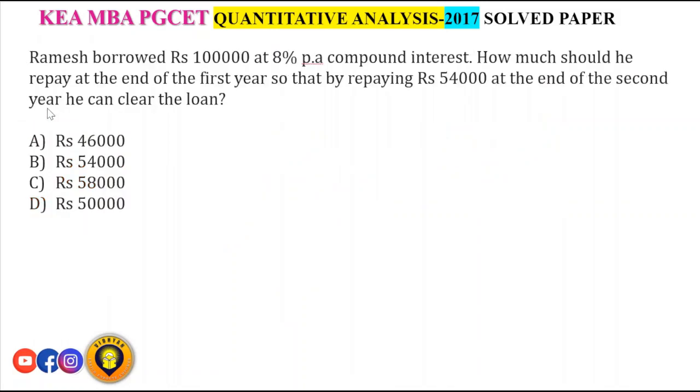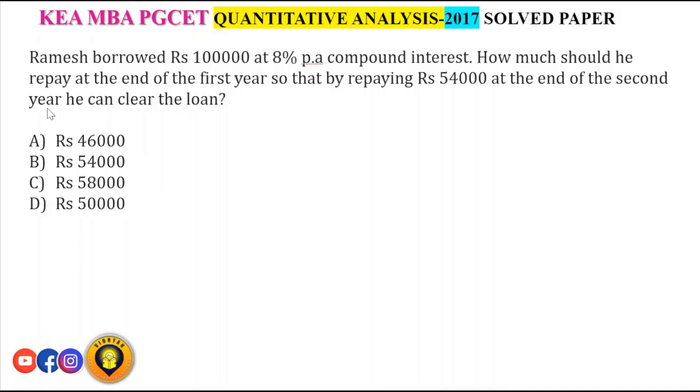Next. Ramesh borrowed rupees 1 lakh at 8% per annum compound interest. How much should he repay at the end of the first year, so that by repaying rupees 54,000 at the end of the second year, he can clear the loan?